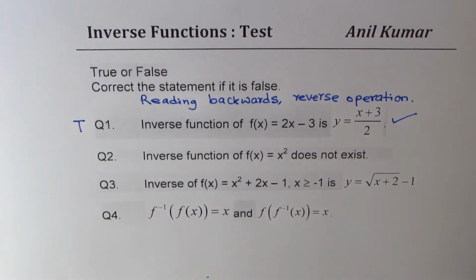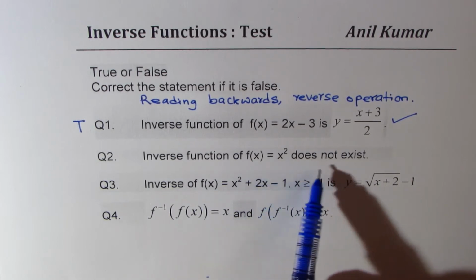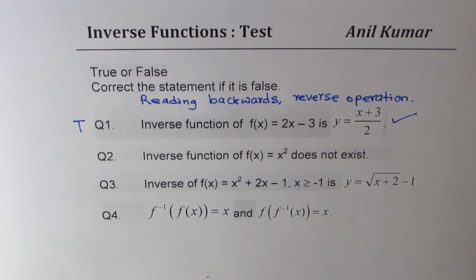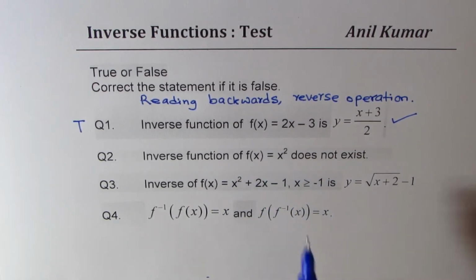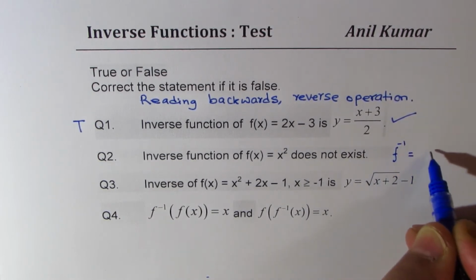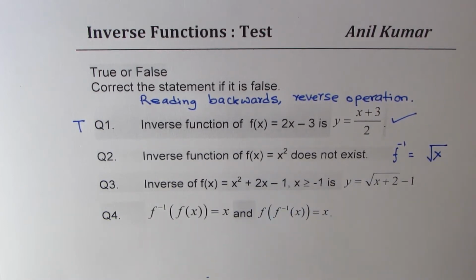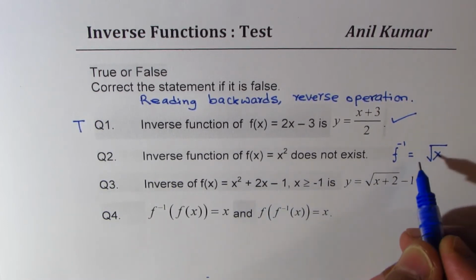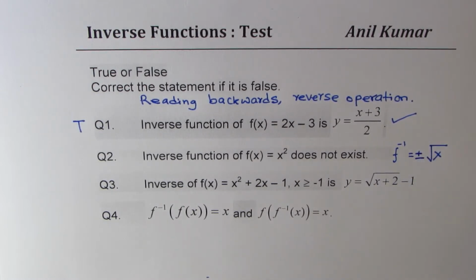Next statement, question number 2. Inverse of function f of x equals x squared does not exist. Now what do you think about this? Well, some of you may write inverse as equal to square root of x. However, if you find inverse, you will actually get plus and minus. Now that is not a function. Do you see that? Because there are two values, correct?